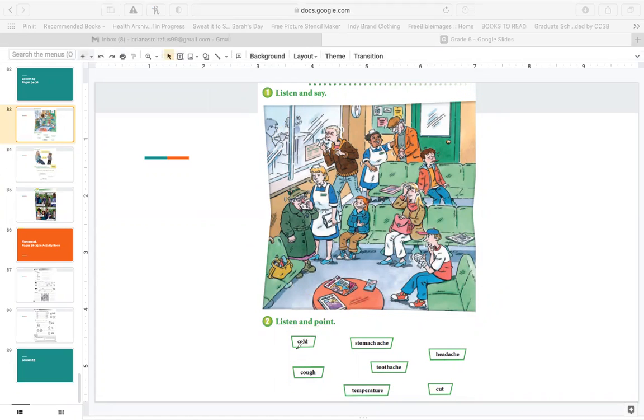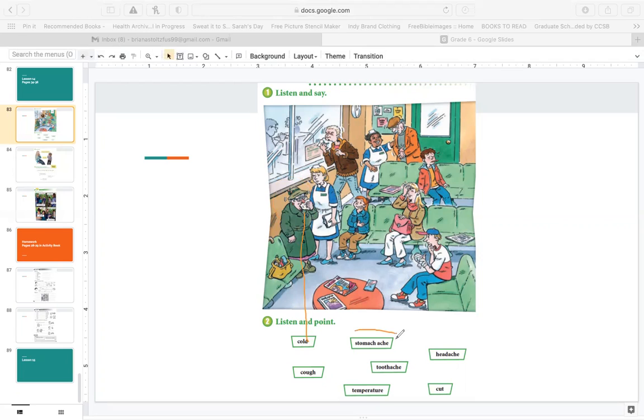Which person has a cold? A cold is when your nose runs and you need lots of tissues or Kleenex. Which person do you think has a cold? I think she has a cold because she has a very red nose and a tissue. Draw a line from this woman to the word cold.